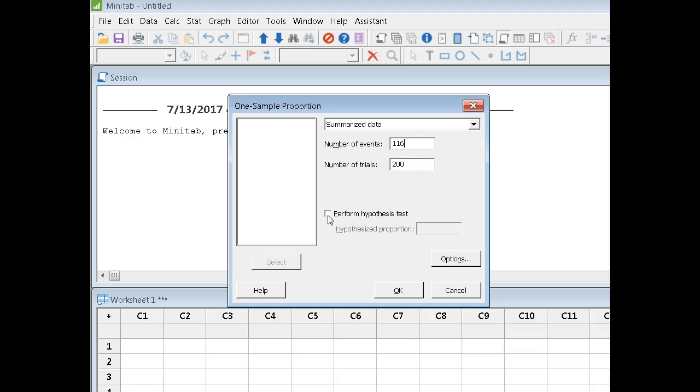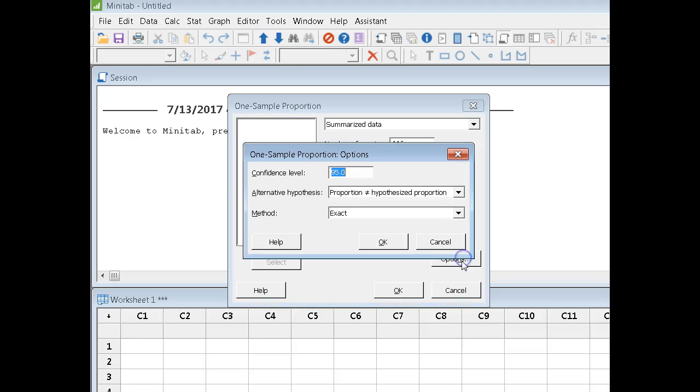Now, because we're performing a test of hypothesis, we have to click in this box right here, and we have to put in here where it says hypothesized proportion. That's the number that's in your statement of hypothesis. It's the number that's written as your H0. So we're saying our H0 is equal to 0.54. We go to options. You do not have to change your confidence level if all you're doing is a test of hypothesis. It will not impact your p-value.